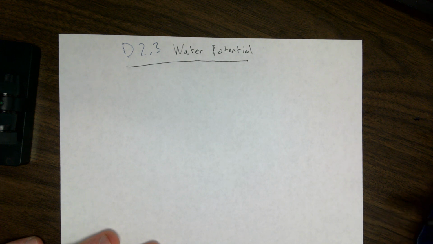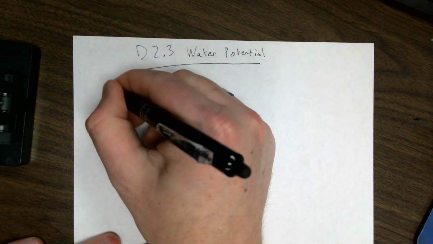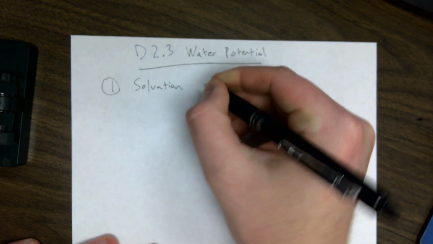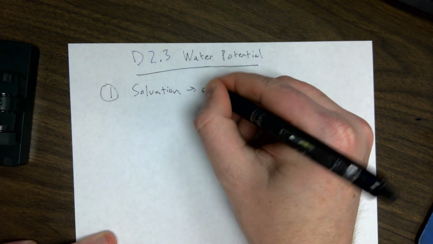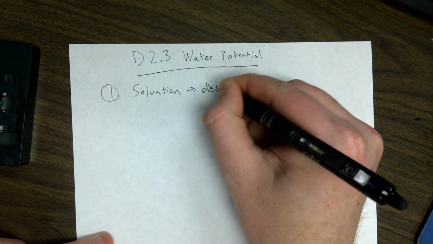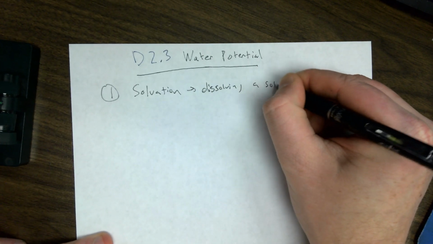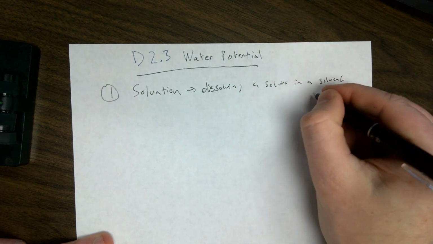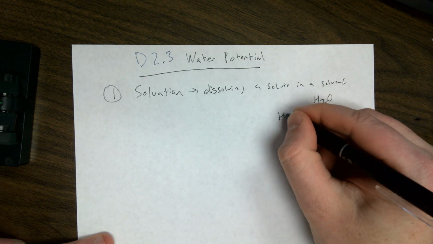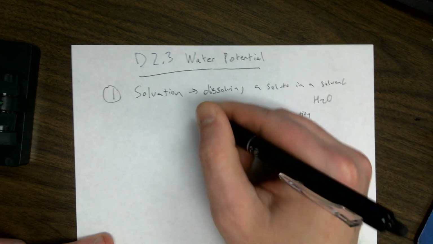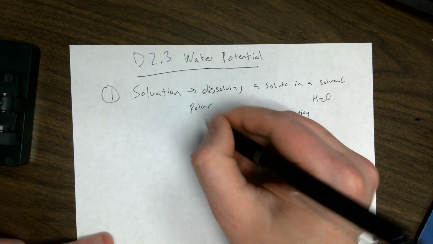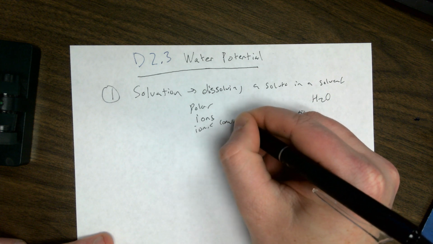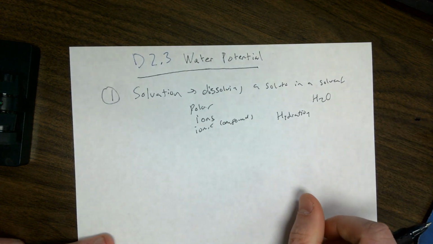Alright, so the first standard we need to know is what solvation is. Solvation is basically dissolving a solute in a solvent. Our most common solvent is water, so we often call this hydration. Our solutes can be anything that's polar for water, or ions, or ionic compounds. So we dissolve it in there, and then they dissociate into ions.